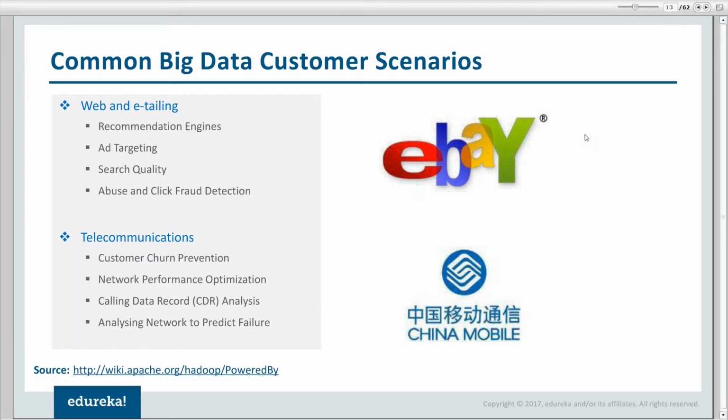All right. Basically, I have to target the appropriate audience based upon what he has searched on eBay or Flipkart. I have to give proper advertisement. And again, search quality is the prime criterion. Then abuse and click fraud detection in the reviews. If you can see a lot of abuse, you can take action on top of it.